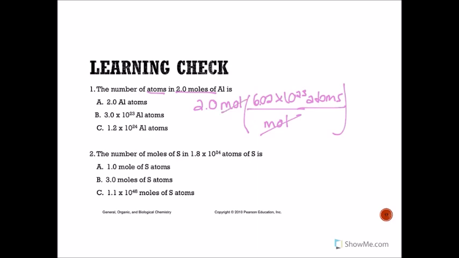And our moles will cancel off. We have to go 2 times 6.02 times 10 to the 23. And we come out with the answer C, 1.2 times 10 to the 24 aluminum atoms.